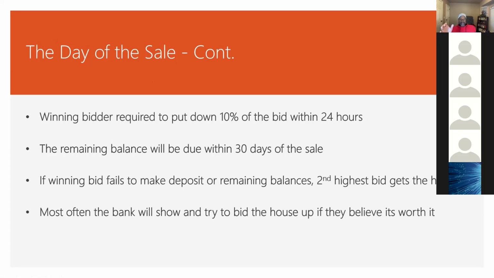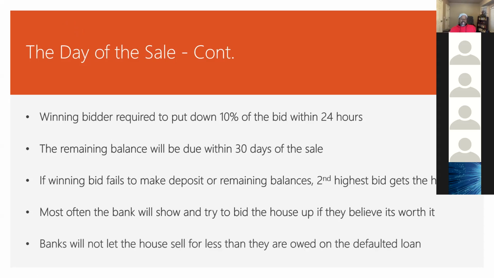Most banks, often they're going to show up and try to bid the house up if they believe it's worth more than what they're asking for. They don't have a reserve set. They're going to be there bidding too, right? Banks are not going to let that house go for less than what's owed on the defaulted loan. Okay, they're just not going to do it, unless the house is just falling down and they don't want it. Otherwise, they're going to be there to bid it up. Any questions?